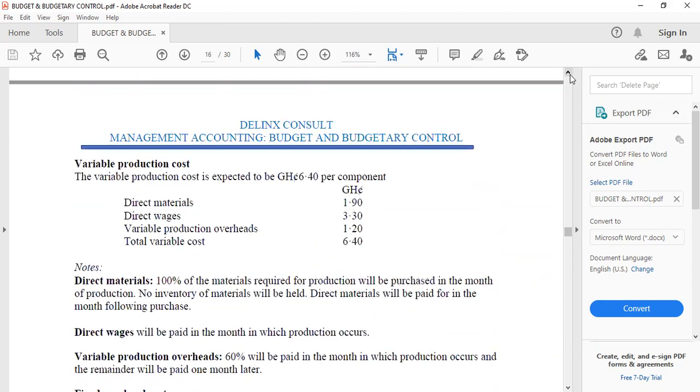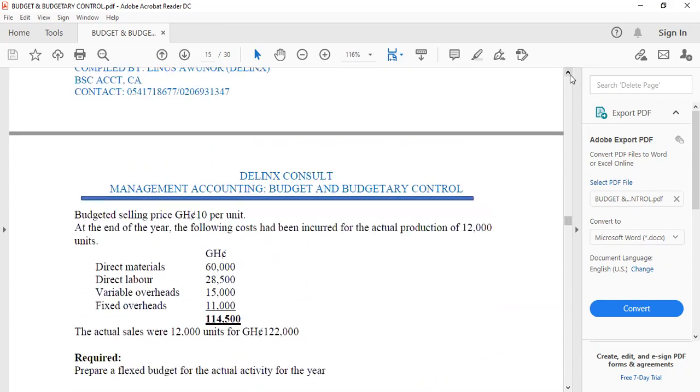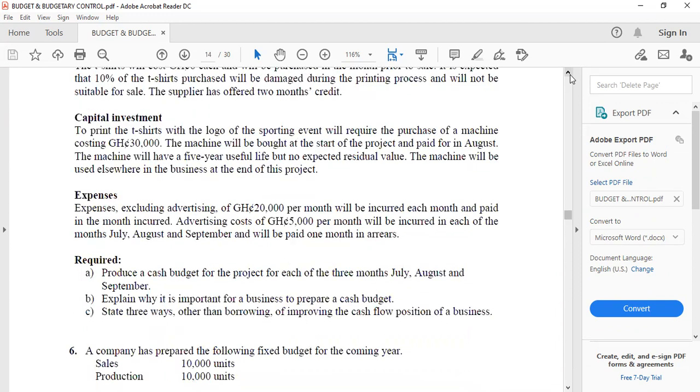So let me look at the question. The C part says: state 3 ways other than borrowing of improving the cash flow position of a business. They can invest their surplus cash into short-term investment. That is another way of improving your cash flow position, because it will give you some returns, which is going to increase your cash. You can also try to bargain with the creditors to extend it.